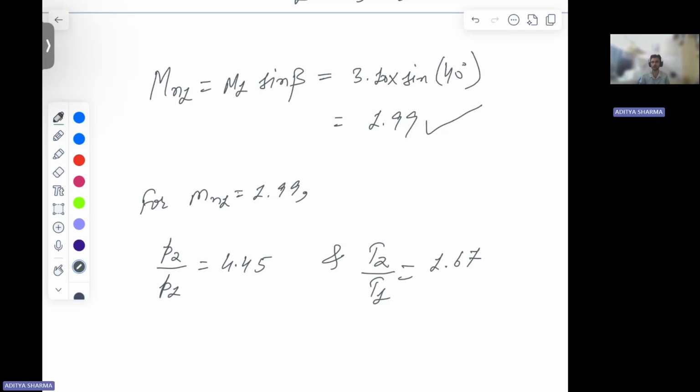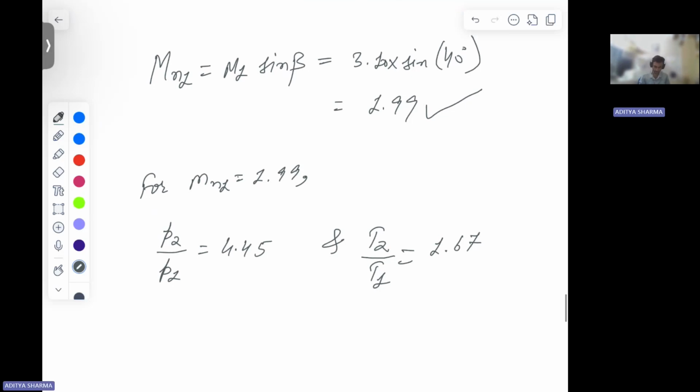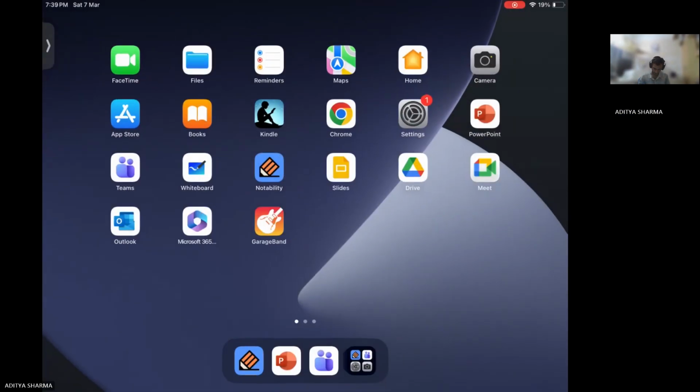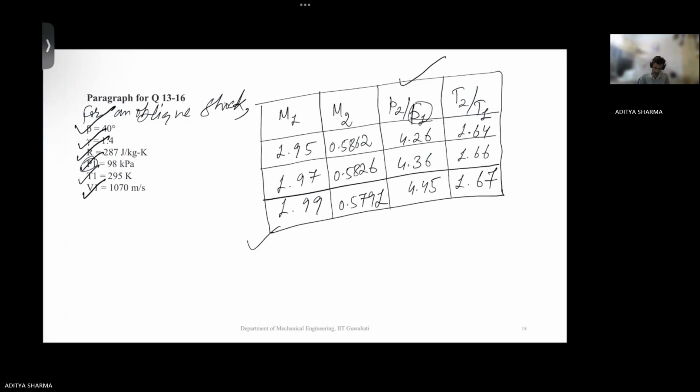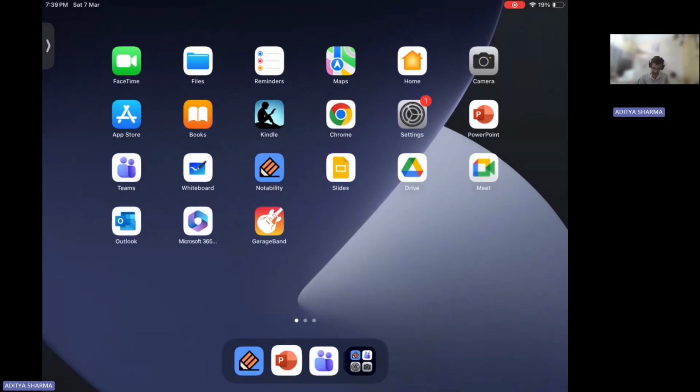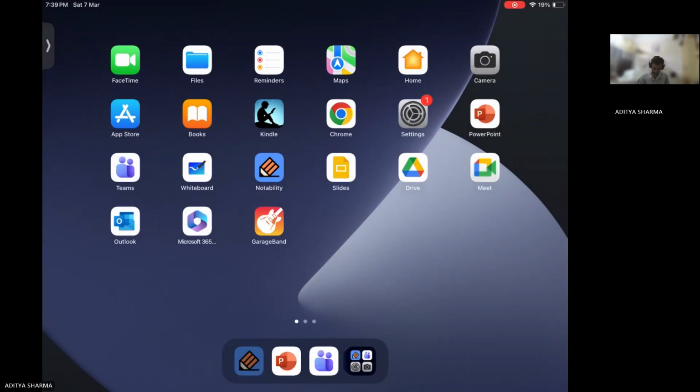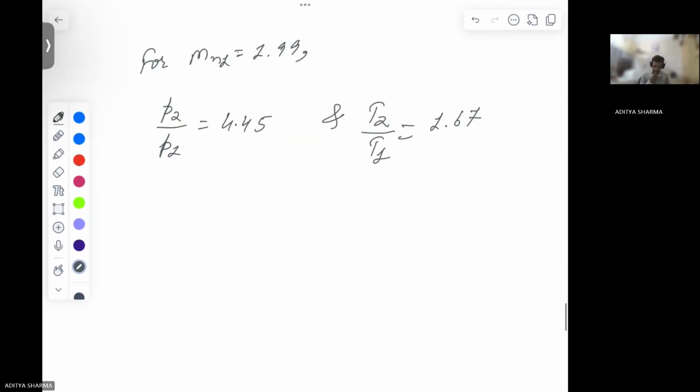Now the use of this table is done, right? That was given to us. Only this we have to use. So now we can calculate the static pressure ratio.